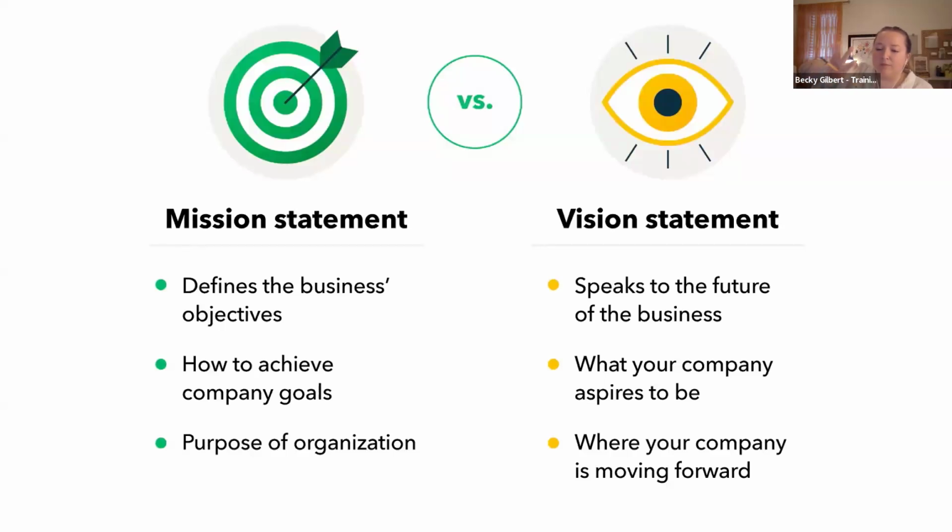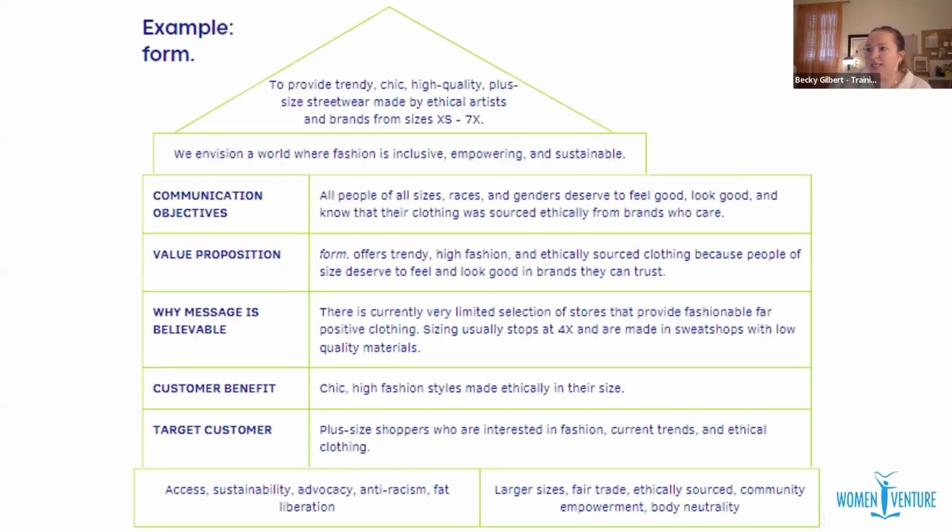So these can get mixed up. Mission statement, vision statement, they sound almost exactly the same. They are very similar, but one is really couched in the present and one is looking towards the future. So here's that example. So you remember that we have our 3 example businesses.